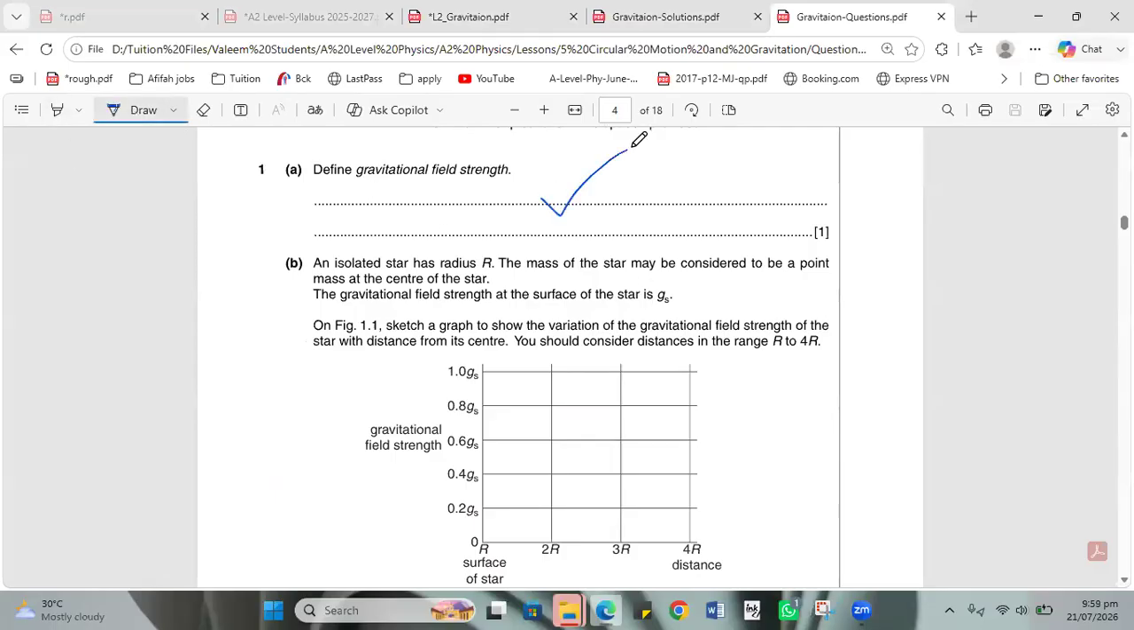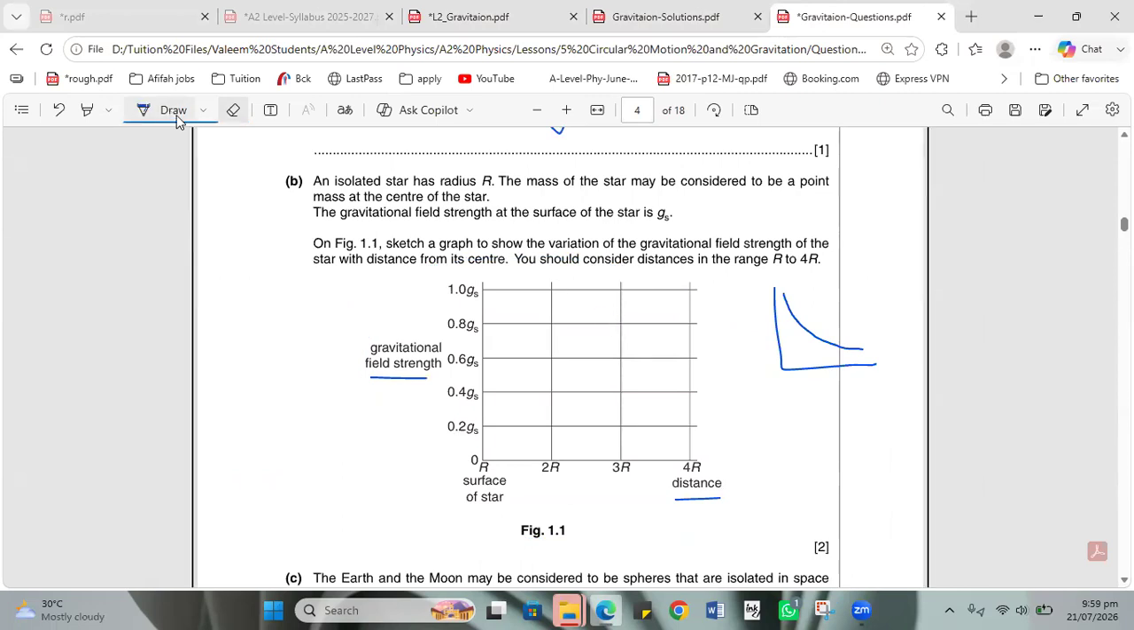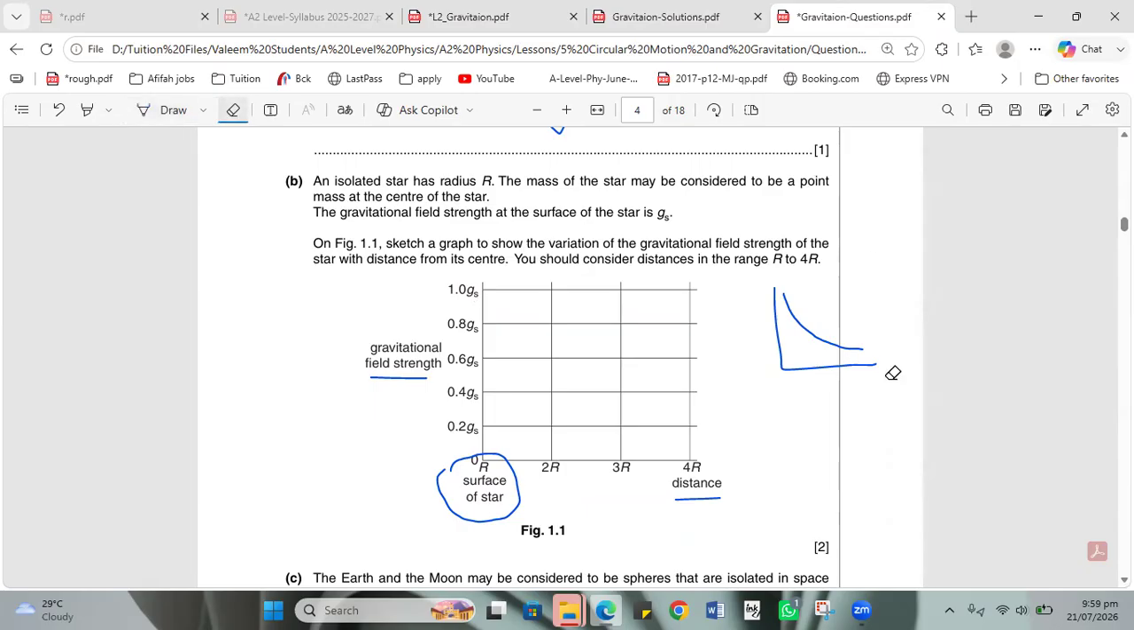This is the question. See, this is a graph of gravitational field versus distance. How is the graph supposed to look like? A simple inverse square graph, because this is for an isolated star. Notice in this case, the x-axis is already starting from the surface of the star, so you can directly start from the x-axis. I mean, you don't have to make it zero. Take care of these details.